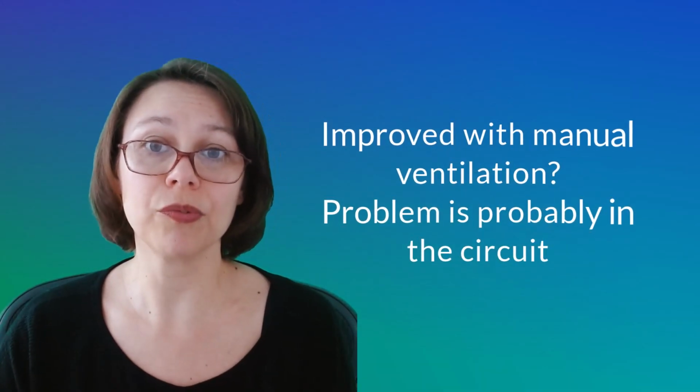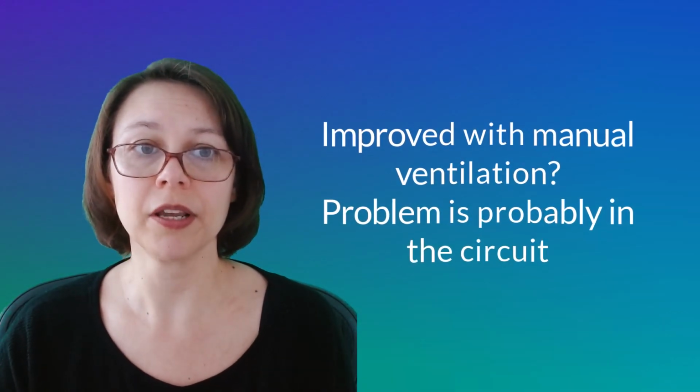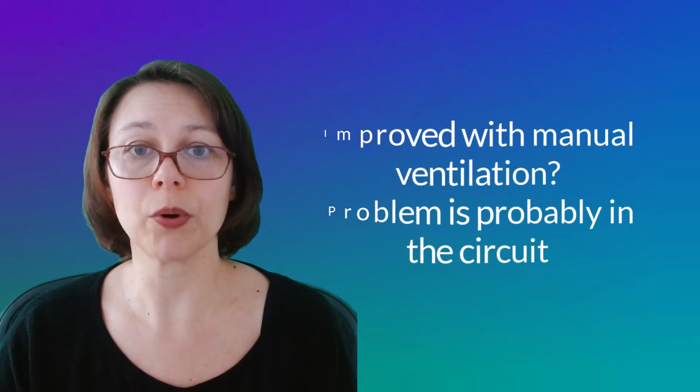In a high pressure limit situation, manual ventilation can sometimes help you identify the cause. If you bag the patient and they improve, well, then the issue is in the circuit. Maybe you have a clogged HME, for example. If the patient does not improve, then the problem is in the ET tube or further in the patient's airway.